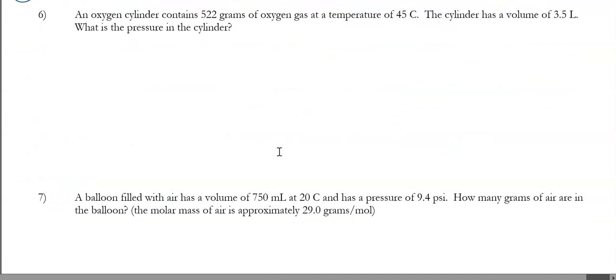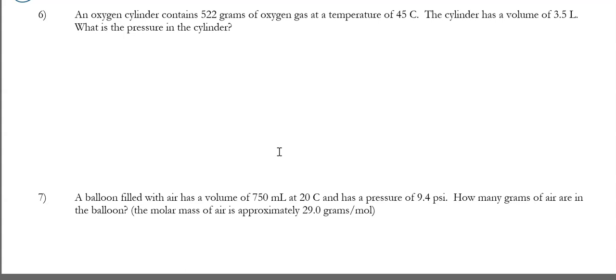An oxygen cylinder contains 522 grams of oxygen gas at a temperature of 45 degrees Celsius. The cylinder has a volume of 3.5 liters. What is the pressure in the cylinder? Now, what should we use here, combined or ideal? This problem does not have a change. We're simply looking for the pressure of this cylinder, and we're given temperature and volume.